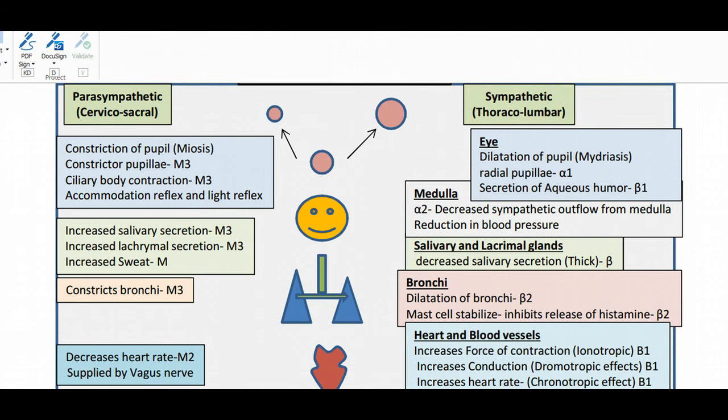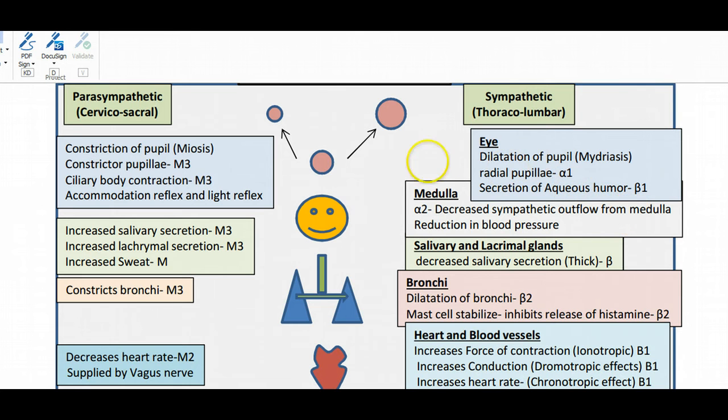Now let's see the effect of the sympathetic system on the eye. Sympathetic activation is through alpha-1 receptors, and whenever alpha-1 receptors are activated, they contract the radial pupillae. The contraction of the radial pupillae leads to dilatation of the pupil, called mydriasis. Another receptor where the sympathetic system plays its role is the beta-1 receptor, present on the ciliary body, and the importance of this receptor is secretion of aqueous humor.